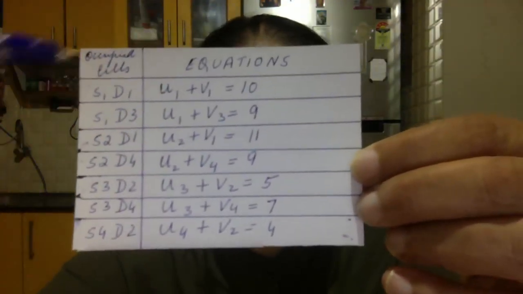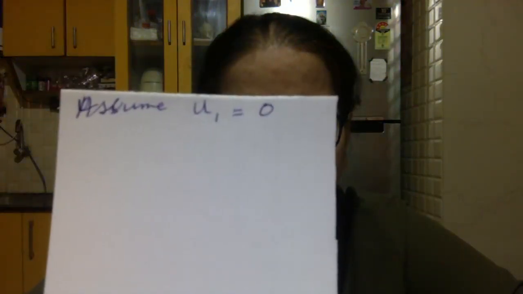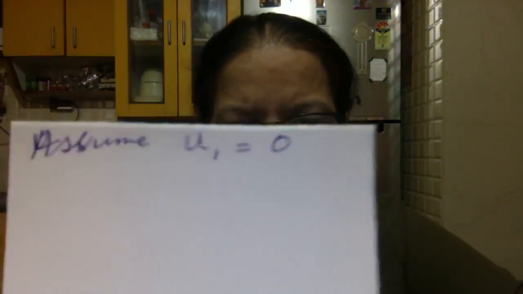Now you see this U1. U1 has come twice, so we will use U1. Yesterday I didn't get U1, that's why I used U2. Because U1 has come twice, I will assume U1 is equal to 0. Any one variable which appears more than once, it should appear at least twice, if not more. So U1 is equal to 0.